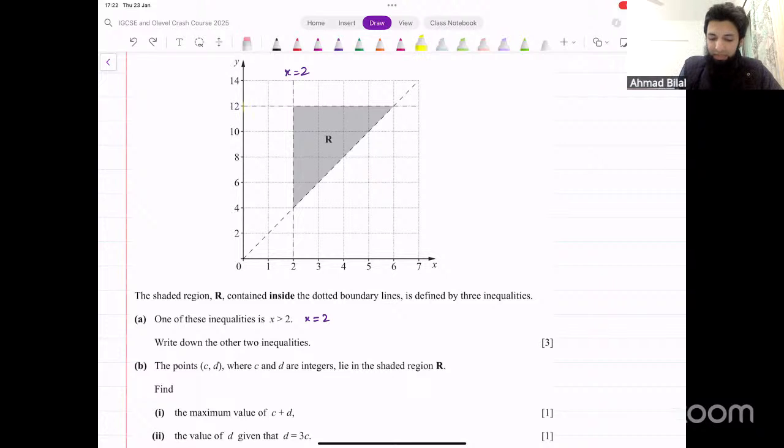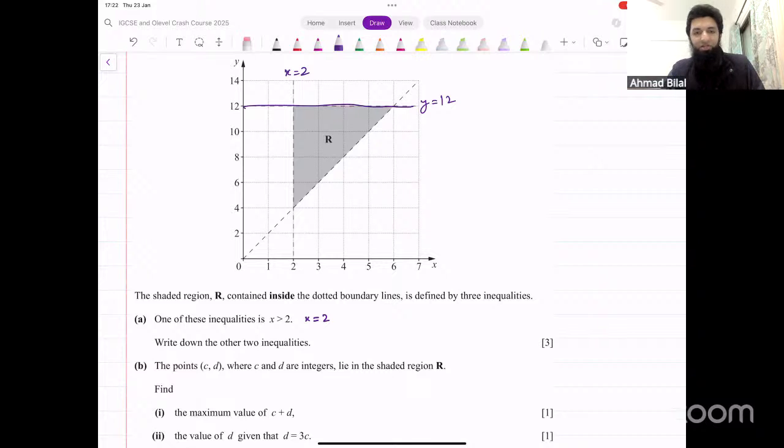One of those lines is this horizontal line. How do we write equations of horizontal lines? Equations of horizontal lines are y equal to some constant, right? What constant is that? In this case, that's 12. So we can say the equation of this horizontal line, therefore, is y equal to 12.